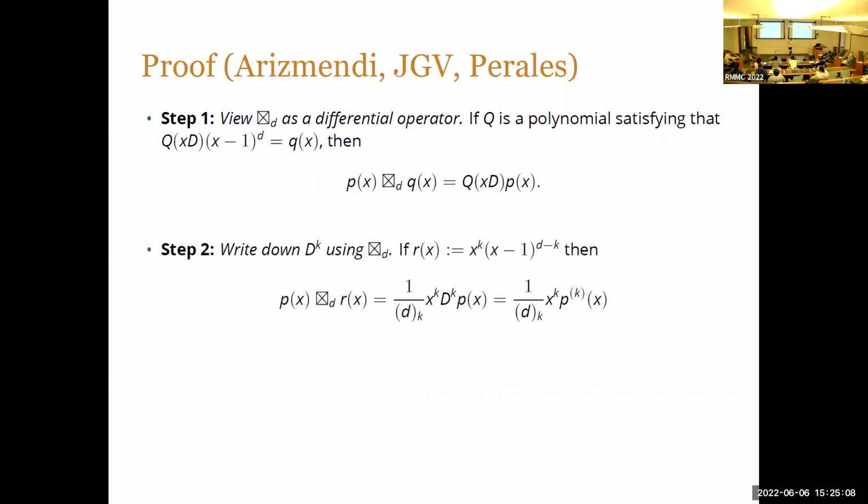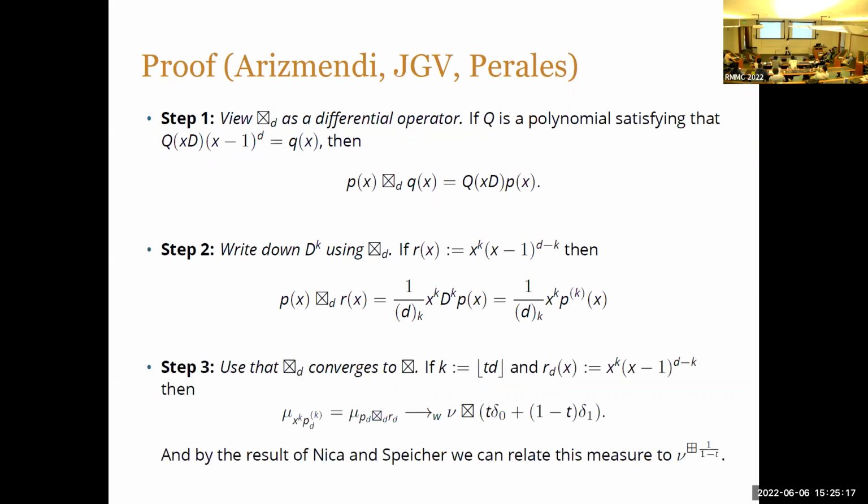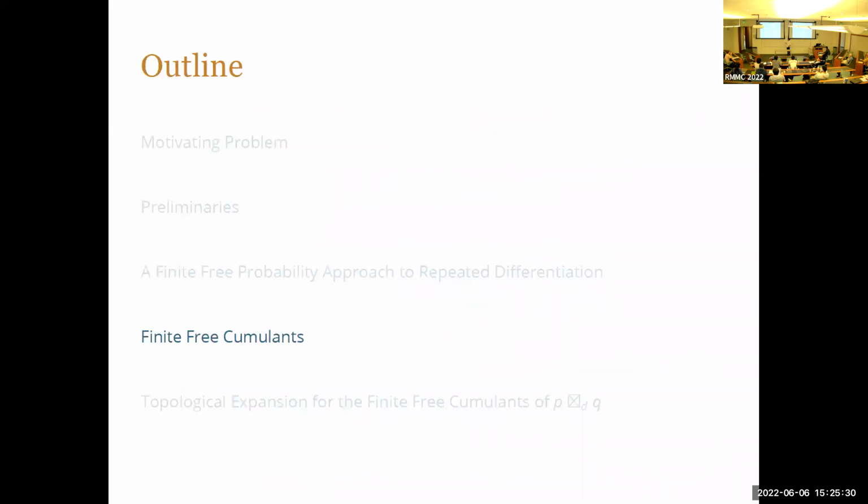So just to review, you interpret the convolution as a differential operator. You find a specific polynomial that allows you to implement the differential operator that you care about. And then you exploit that you know that the limit of convolutions converges to the multiplicative free convolution of the corresponding measures. And that's essentially the proof. Okay. So, well, I hope that this motivated a bit why to look into finite free probability and also why to study this multiplicative convolution. So now I want to tell you about how we studied the multiplicative convolution and what other results one can obtain with those techniques.